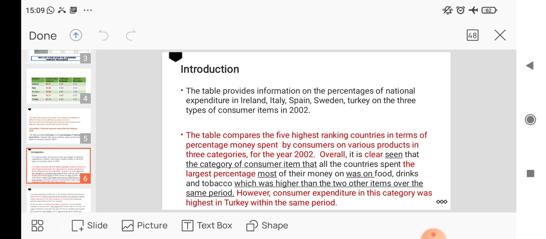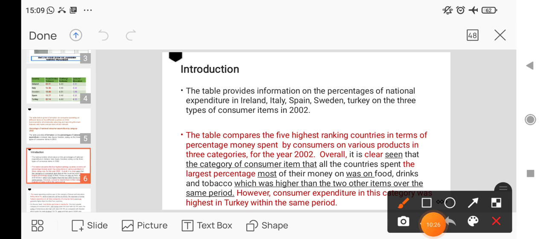I said the table compares the 5 highest ranking countries in terms of percentage money spent by consumers on various products in 3 categories for the year 2002. You can see that in this sentence.